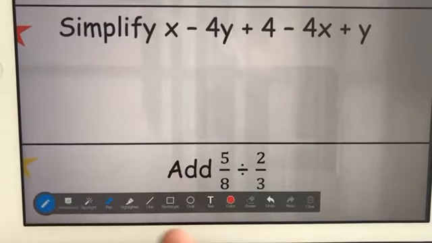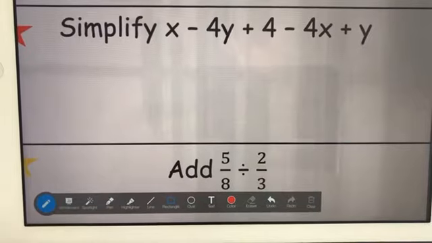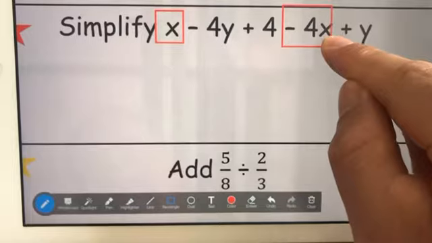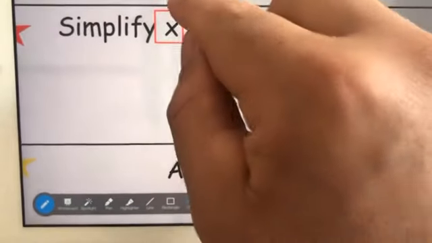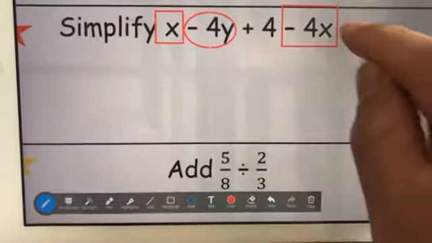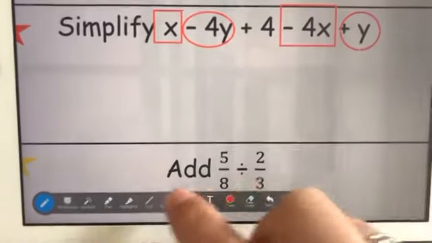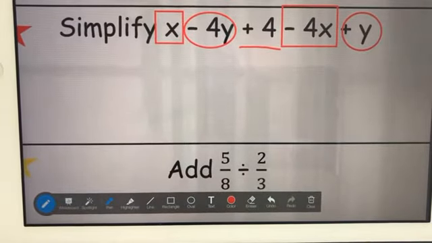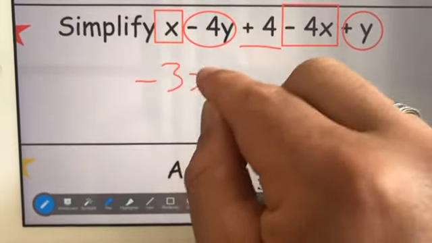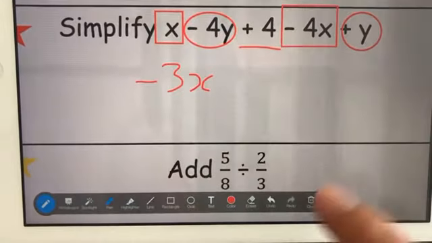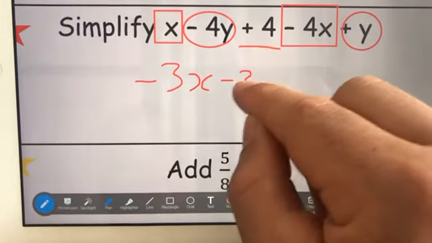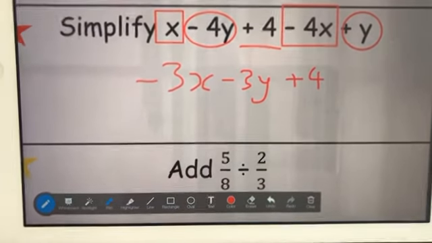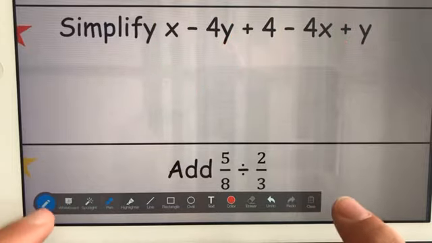Next one, I've got different numbers, different letters. What I would suggest doing is putting a shape around each one that's the same. I've got x's, they can have a rectangle. y's can have an oval. And I've run out of shapes, so I'm just going to put a line underneath the number that's left on its own. Once you're there, x take away 4x is minus 3x. Minus 4y add 1y is minus 3y. And then plus 4 just goes on the end, because it has no partner. Minus 3x, minus 3y, plus 4, that's 1 point.